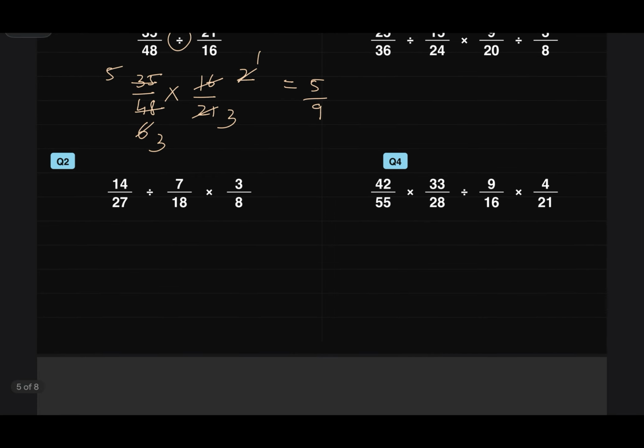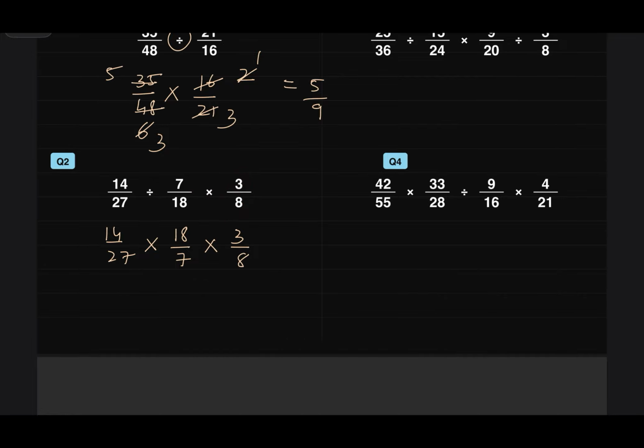See in the question number 2 now, see what I'll do. 14 upon 27, write exactly as it is. Division sign, I am going to put multiplication. I will reciprocal 18 upon 7 instead of 7 upon 18. There is a multiplication sign here. Don't do anything to it. Same thing. Don't have to reciprocal this, okay? Because there's a multiplication sign already.